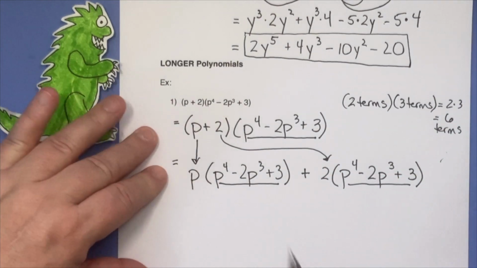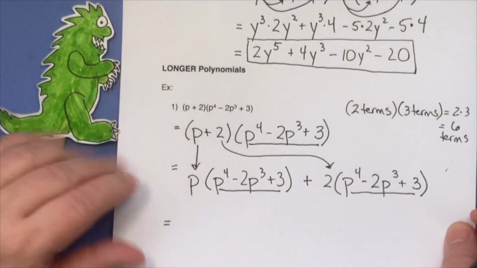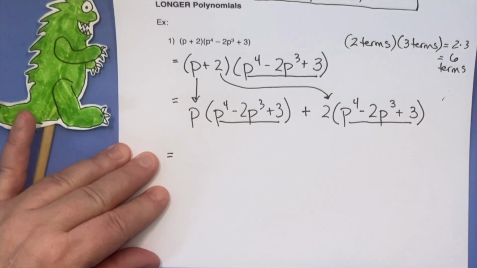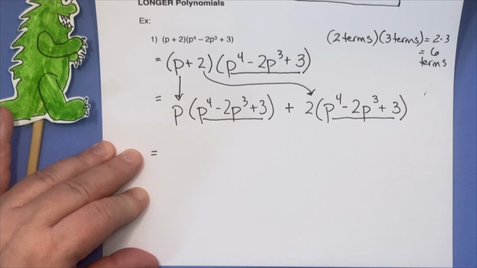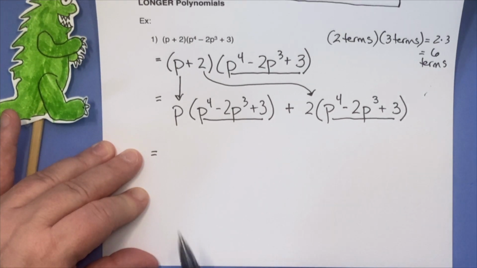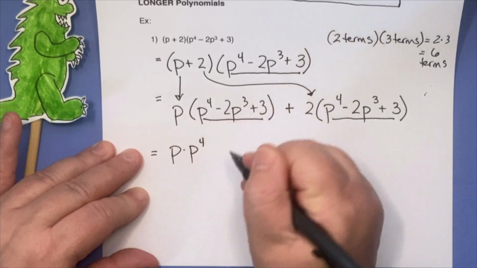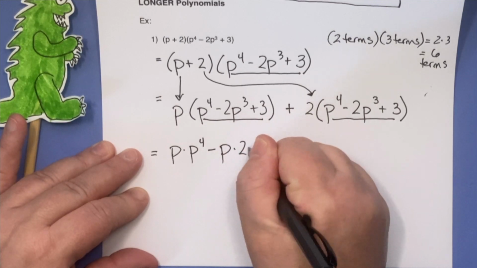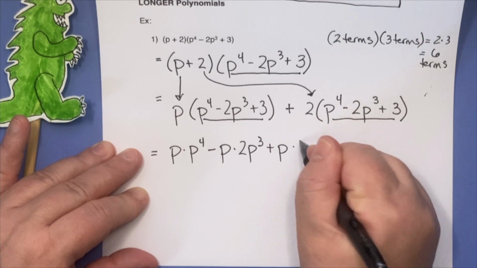Okay, so then I've got, and again, go ahead and write as many steps as you need to feel confident to not make mistakes, but also be thinking in the back of your head, push yourself to do more of this in your head. Like if you can think P times P to the 4th, that's P to the 5th. Nice work. But I'm going to write it out. P times P to the 4th. I'm going to anticipate the sign. There's a minus. And then it's P times 2P cubed. And then P times plus 3.